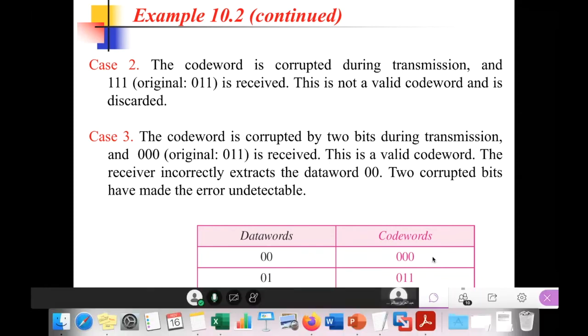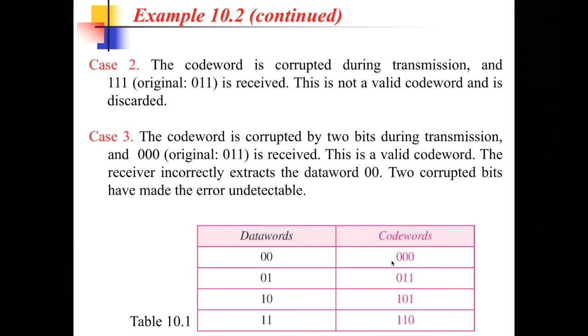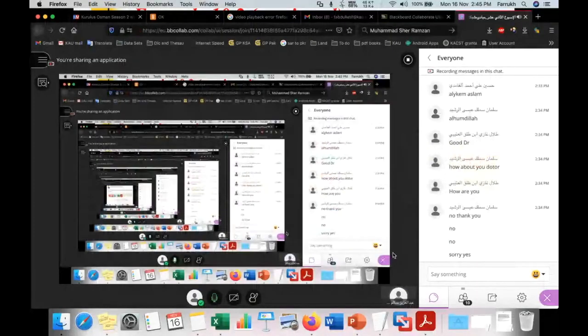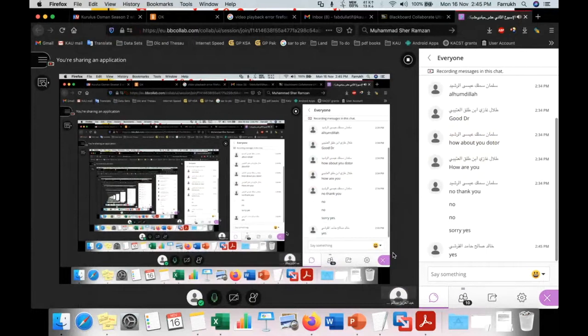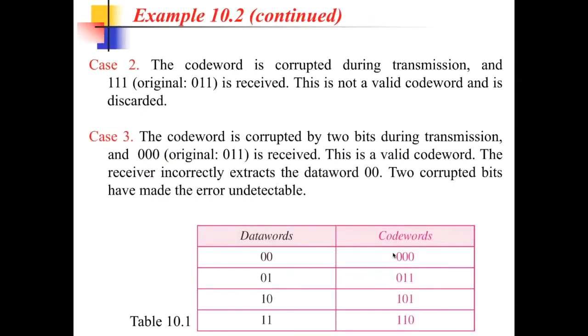Yes, guys, is 000 in the table? Salman, check again. Yes, 000 is in the table. Good, mashallah, Khalid, good, Salman.